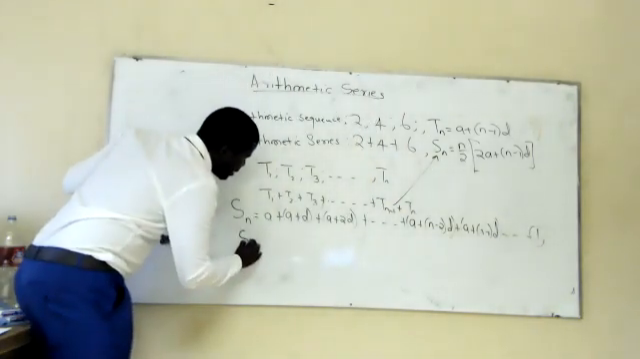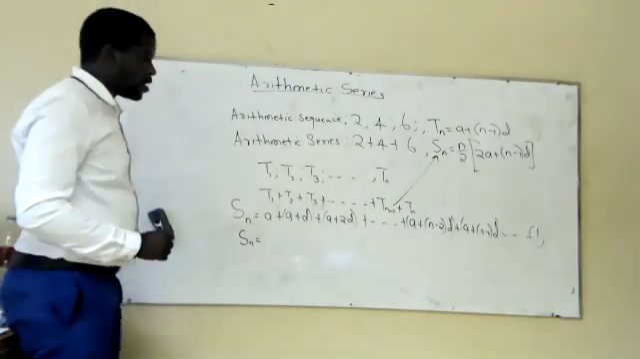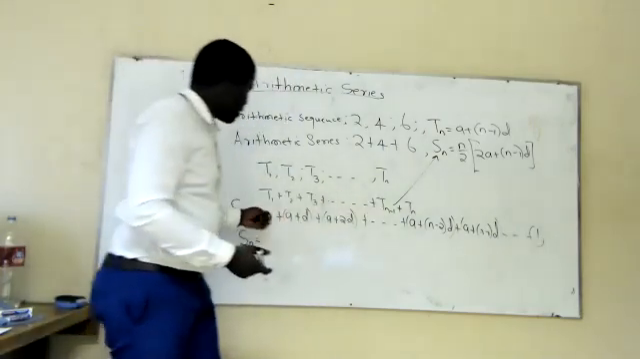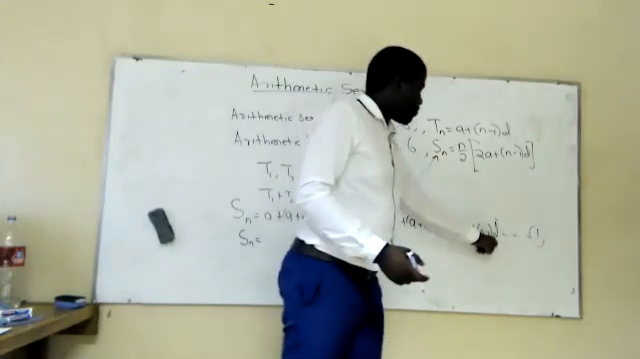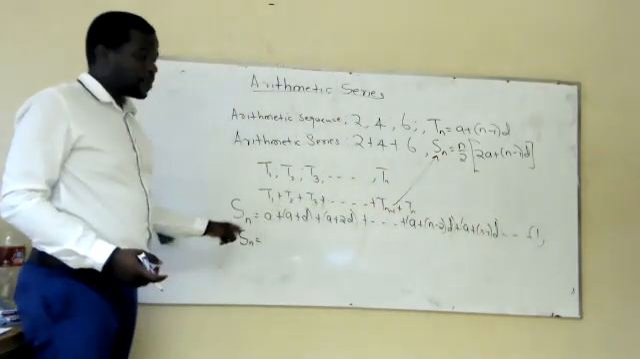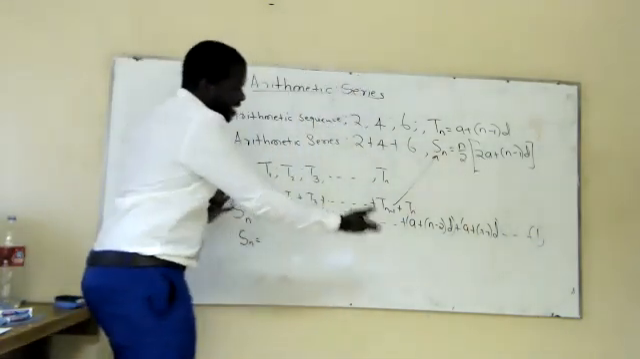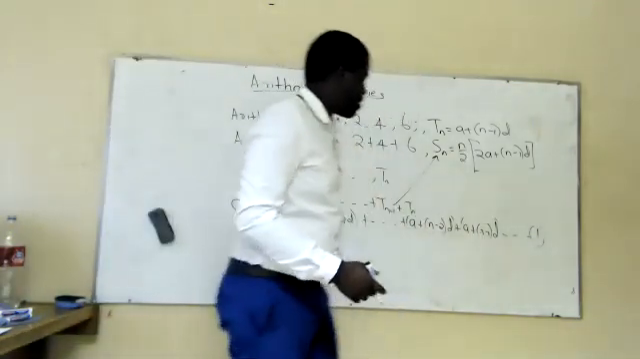How are we going to get equation number 2? Equation number 2 comes from equation number 1. What do we do? We just exchange the order. Instead of starting from the first term to the last term, we now start from the last term back to the first term. Remember, we want to generate this formula we have here. So you just rewrite the order of the first equation.